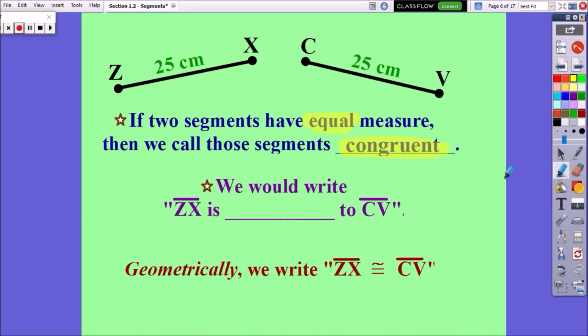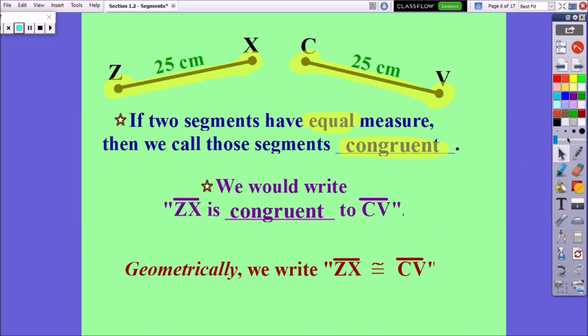We say things are equal whenever we can apply a number to them, like 25 centimeters. But if I just wanted to say flat out that segment ZX and segment CV were of equal measure without actually mentioning the 25 centimeter part, then I would use the word congruent instead. So we would write segment ZX is congruent to segment CV.